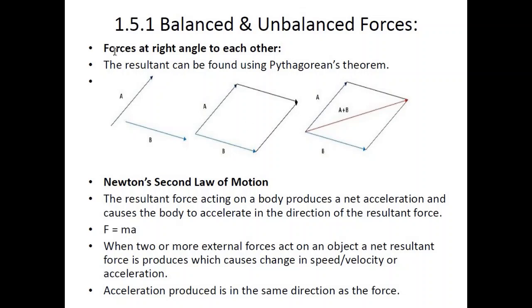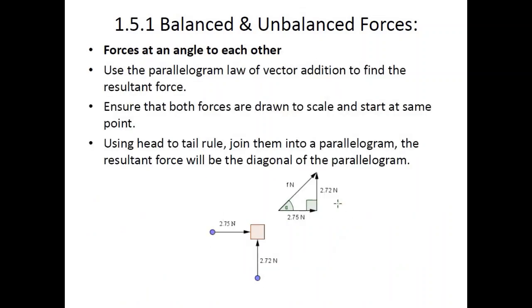And if you have forces at right angles to each other, then you can simply use the Pythagoras theorem, like this. These were the two forces. We have arranged them in the form of a right angle triangle, and now we can use the Pythagorean theorem like we have discussed in our previous videos as well, and we can find the magnitude of this hypotenuse, and that would be our resultant force.